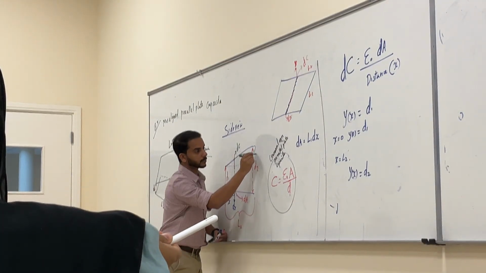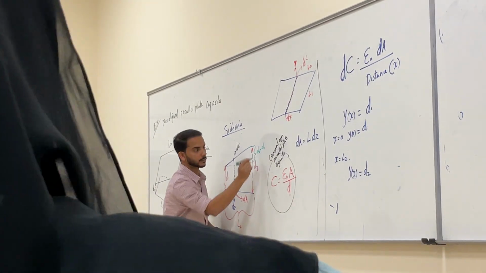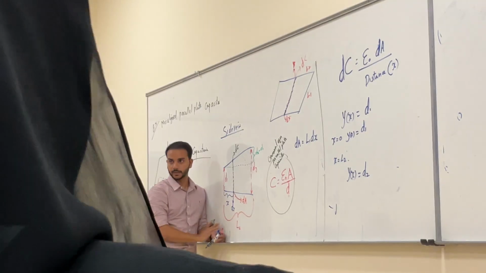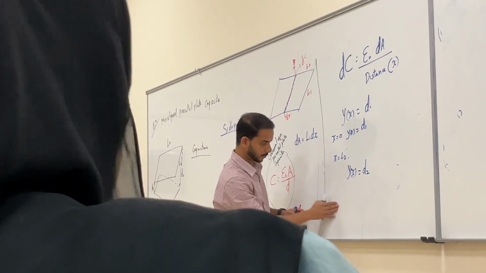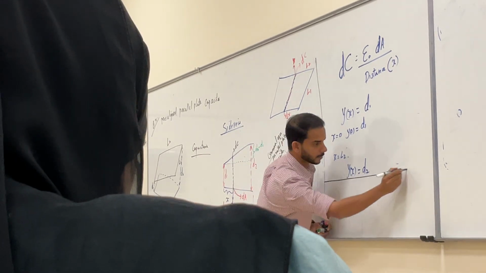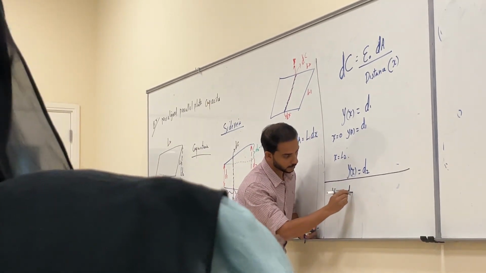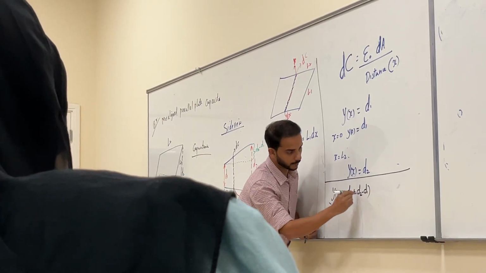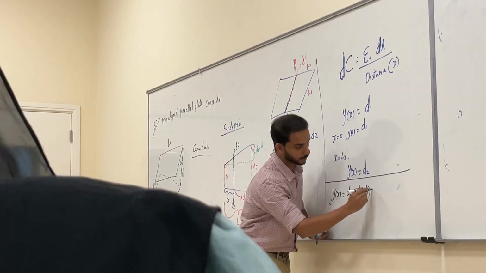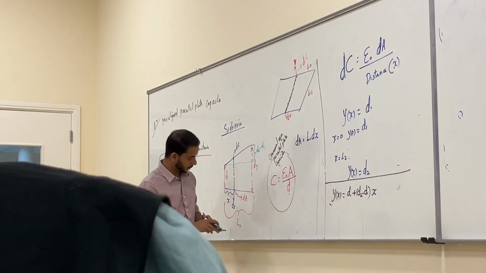This is d2 minus d1, right? So my height d2 minus d1 is changing as a function of x. So you can just write the function y of x is equal to d1 initially plus d2 minus d1, right? As a function of x, right?